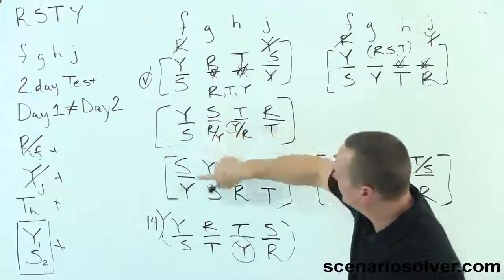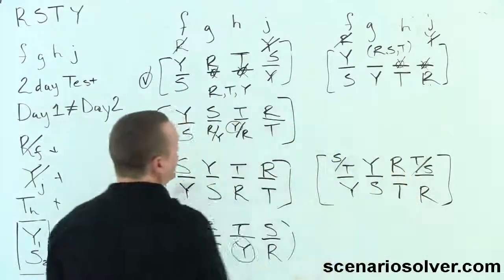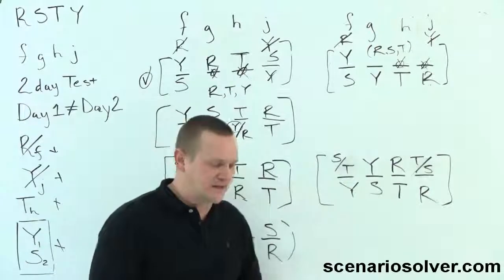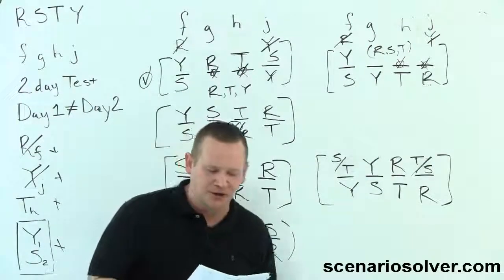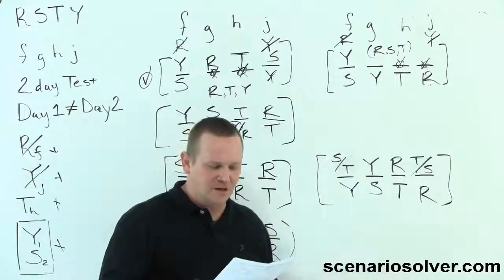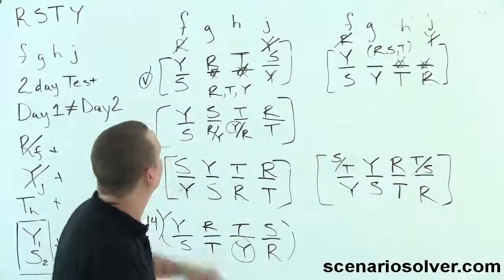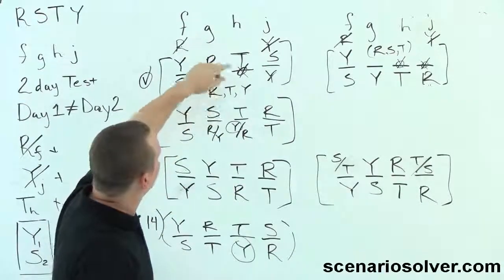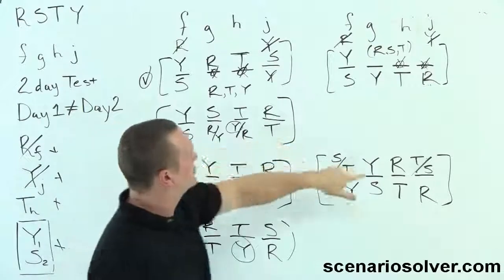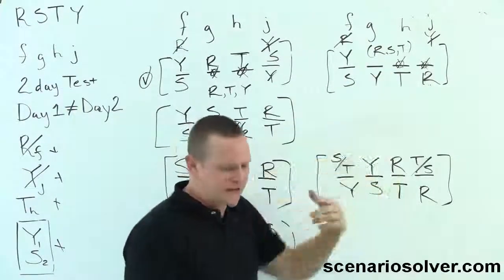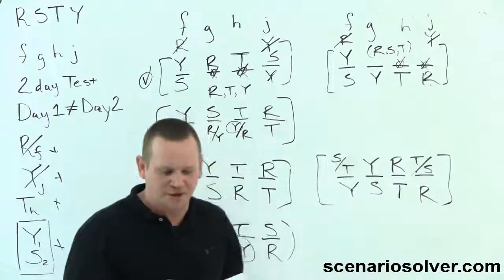So here we have S, S, Y, S, Y. That cannot be true. Therefore, that is the answer to the question. Again, C is the correct answer to the question. Let's look at D, though. R tests H on the first day. It cannot happen there, but it could happen here and here, so that could be true. As such, it's not the answer to the question.